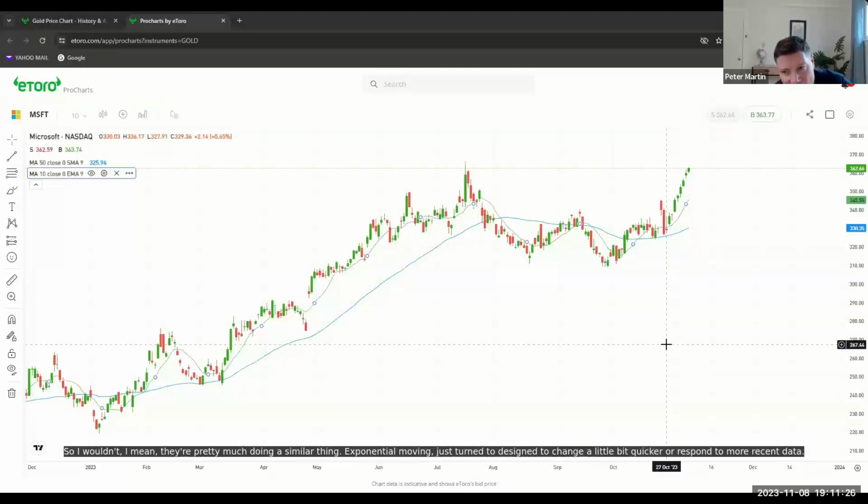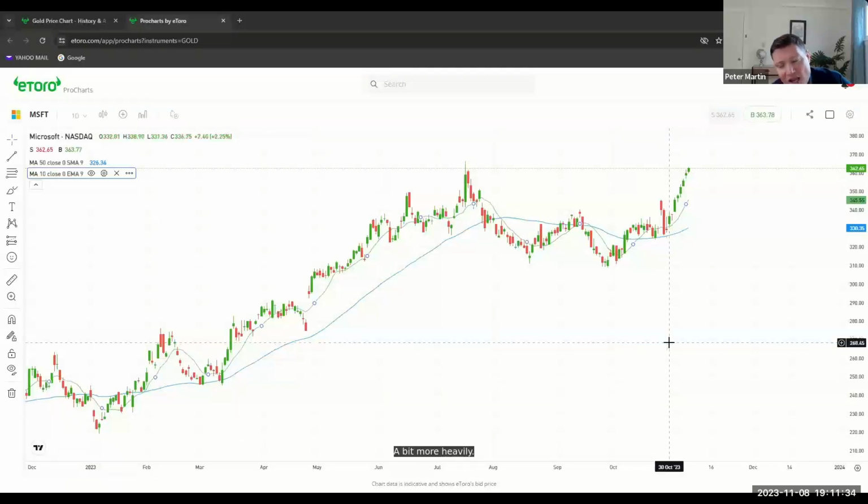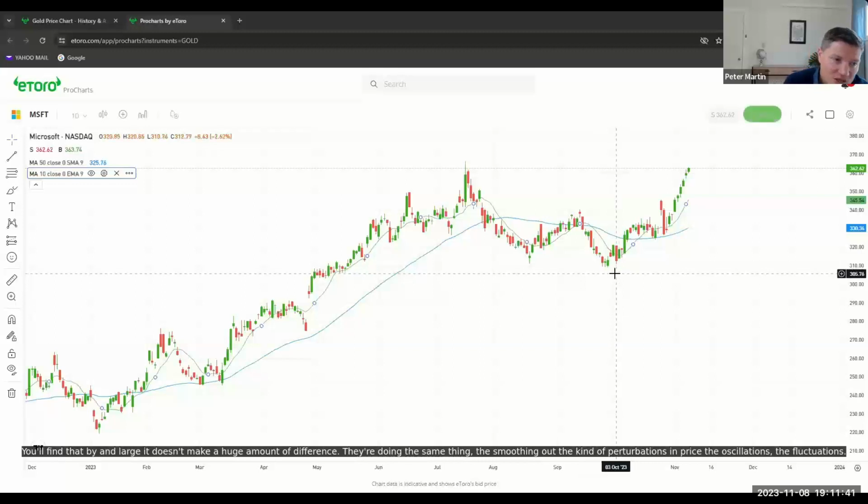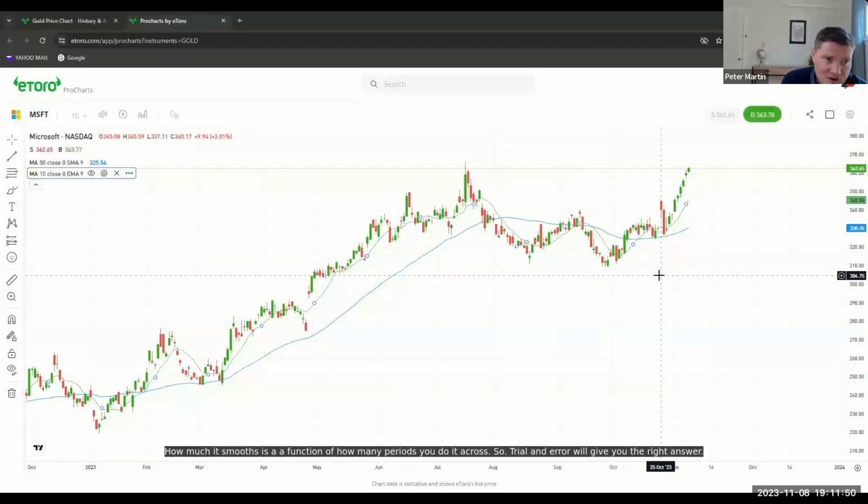Exponential moving average is just designed to change a little bit quicker, or respond to more recent data a bit more heavily. You'll find that by and large, it doesn't make a huge amount of difference. They're doing the same thing. They're smoothing out the perturbations in price, the oscillations, the fluctuations. How much it smooths is a function of how many periods you do it across. So trial and error will give you the right answer.